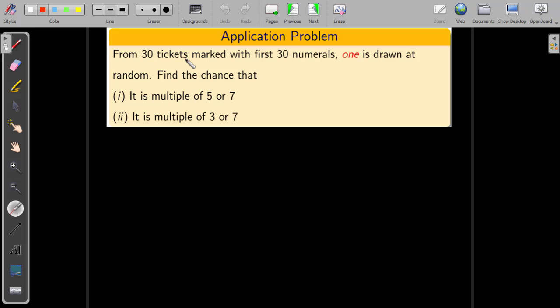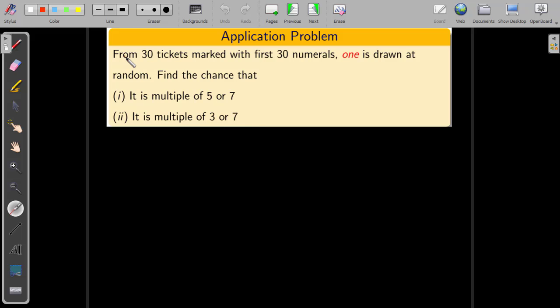From 30 tickets marked with the first 30 numerals, one is drawn at random. Find the chance or probability that, question number 1, it is a multiple of 5 or 7. Question number 2, it is a multiple of 3 or 7.